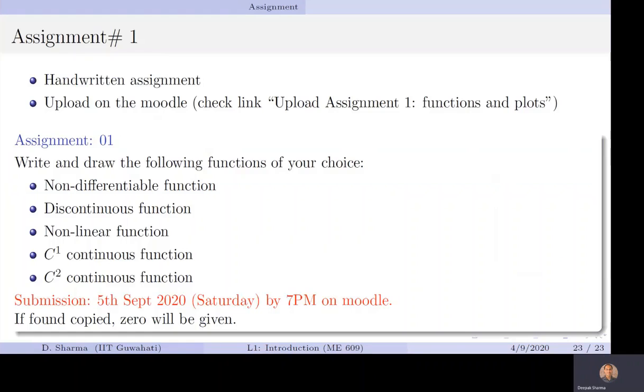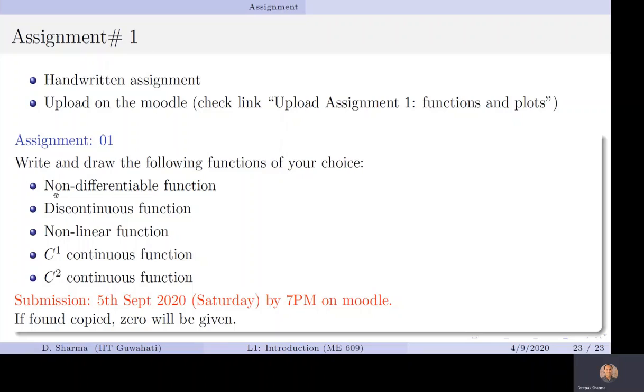Now coming to the assignment. Assignment 1 is a handwritten assignment. You have to upload it on the Moodle. After enrolling yourself in the Moodle, you will see this particular text, upload assignment 1. It will allow you to upload just one file, so be careful. Then you have to write just one function for every category and draw the following. And this should be your choice. Whatever you have learned from your class 9, 10, 11, 12, BTech, MTech, you have to decide your own function.